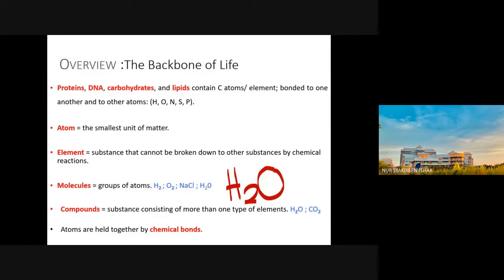And then the next definition that you have to know is compounds. What are compounds? It is a substance consisting of more than one type of element, such as water. Water is composed of two hydrogen atoms and one oxygen atom. So there you see two different types of elements, hydrogen and oxygen. Another one is carbon dioxide. Carbon dioxide consists of one carbon atom and two oxygen atoms.